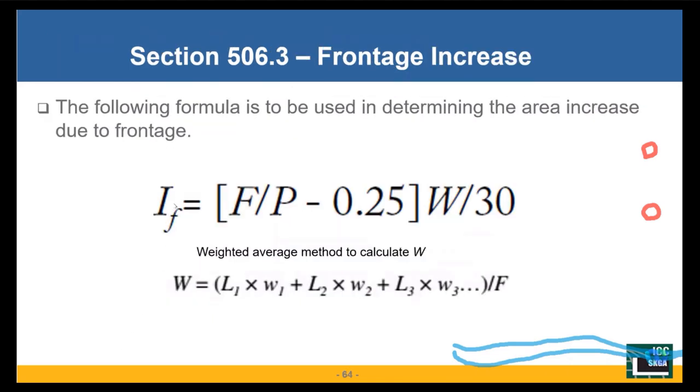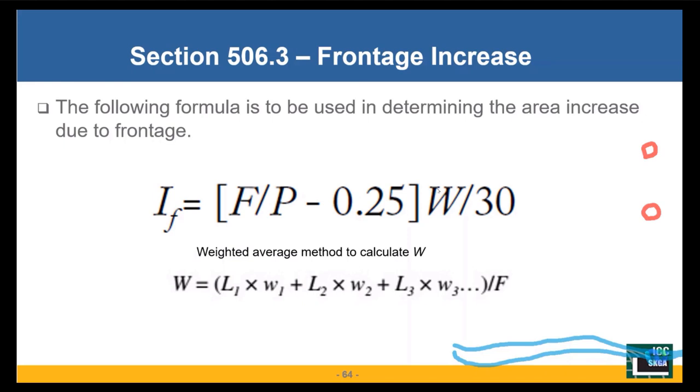So this is the formula to allow you for the street frontage, and it's basically (F over P minus 0.25) times W over 30. And 30, again, is the maximum width of the opening. So we say it's 30 feet maximum because if the width is 30 and you divide 30 over 30, it becomes immaterial. F over P, F is the length of open perimeter, P is the actual perimeter, minus 0.25. This yields the maximum of 0.75 or 75% increase.